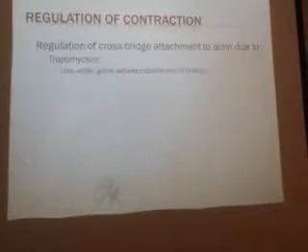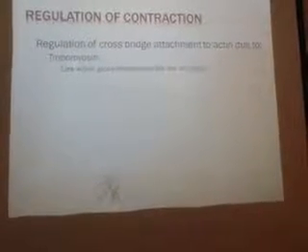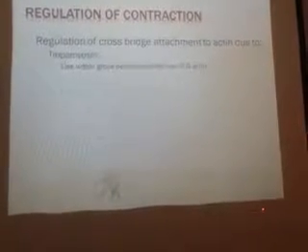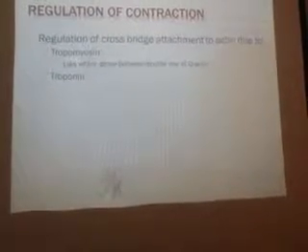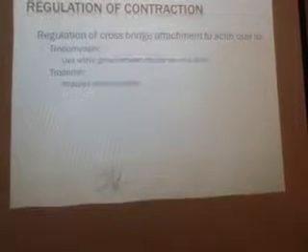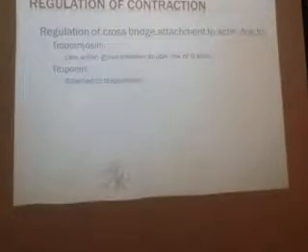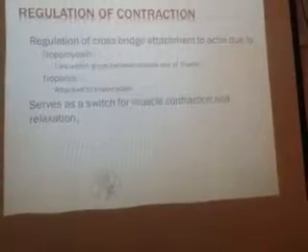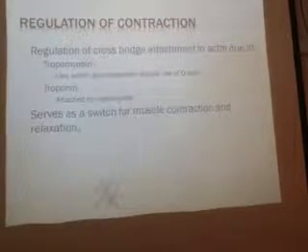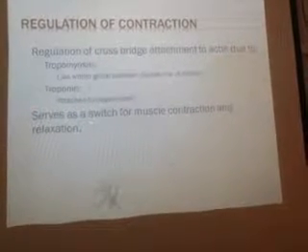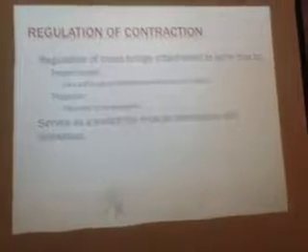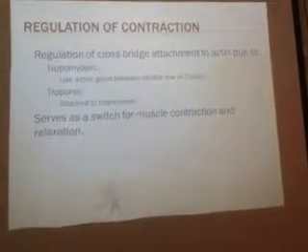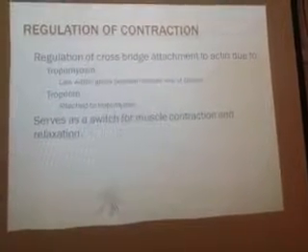So what is the function of tropomyosin? It lies in the groove between the double row of G actin. It regulates the cross bridge attachment, and troponin attaches to the tropomyosin. It also helps in the regulation of muscle contraction. Both tropomyosin and troponin serve as a switch for muscle contraction and relaxation. If they put the switch on, then the action will be on. They are acting like a switch.